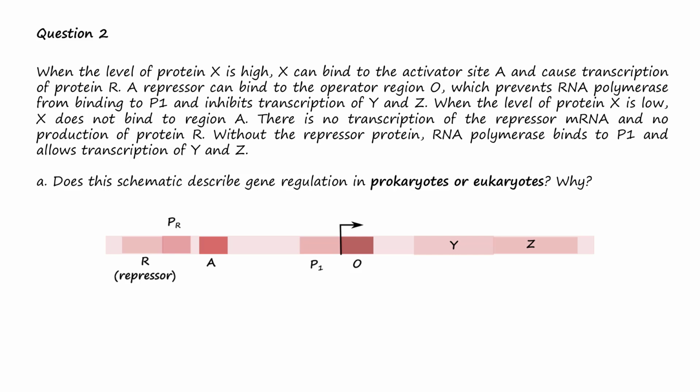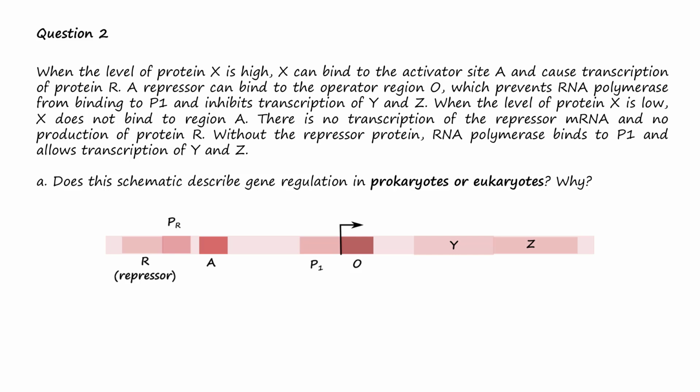Question 2. When protein X levels are high, X binds to activator site A and induces transcription of protein R. Protein R acts as a repressor by binding to operator region O, preventing RNA polymerase from binding to promoter P1 and inhibiting transcription of genes Y and Z.